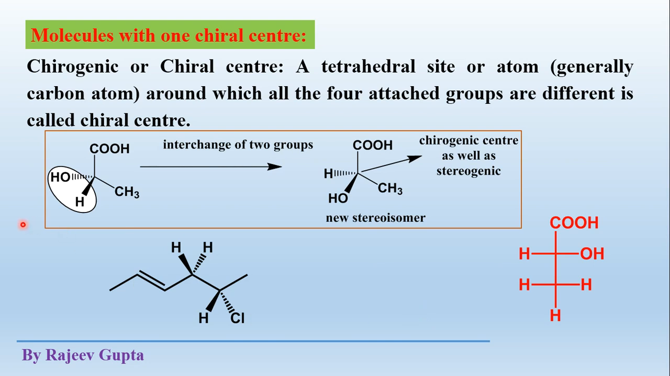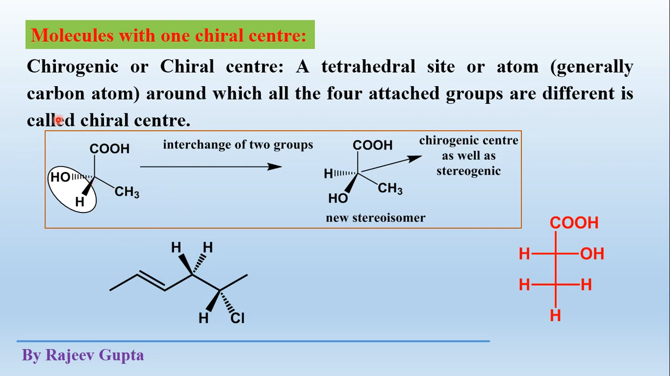Molecules with one chiral center, as we have seen earlier, let's repeat the definition of chiral center or chirogenic center. A tetrahedral site or atom, that site or atom in organic chemistry will be generally a carbon atom around which all the four attached groups are different, is called chiral center or chirogenic center.